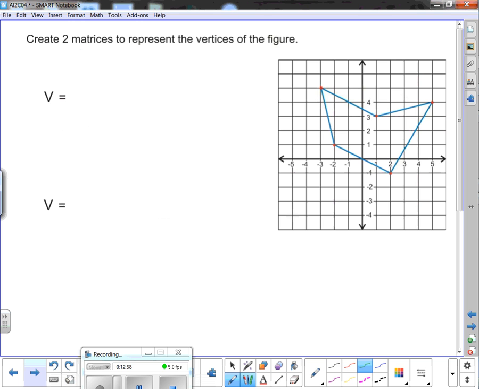So here we've got a figure, and what is it? 1, 2, 3, 4, 5. It's a pentagon. Is it convex or concave? All right, hopefully you think it's concave. It's caved in, right? Okay, and so it says create 2 matrices to represent the vertices of the figure. All right, let's help ourselves out.